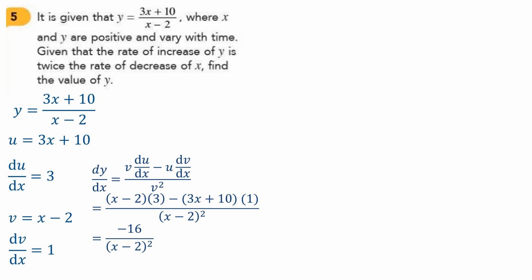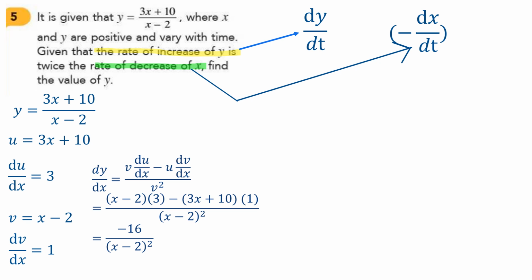Right, so it says that the rate of increase of y. So what does it mean? Right, it means dy over dt. Yes, it's twice the rate of decrease of x. So what does rate of decrease of x mean? Right, it means dx over dt, but it's decreased. So that's the reason why you need a negative there. The dy over dt is increased, so it's a positive value, but we don't need to write the positive sign. The rate of decrease of x is a negative value, so make sure you have a negative.